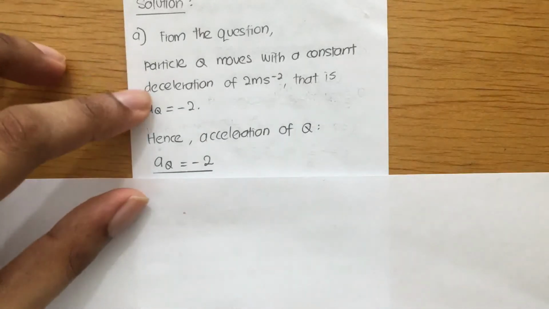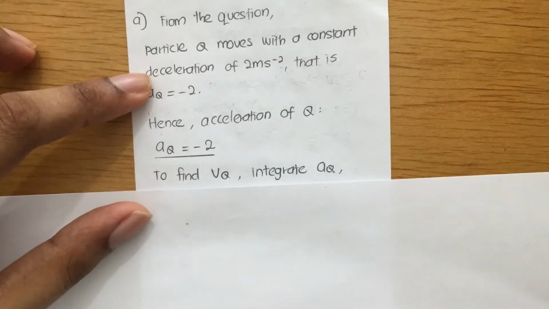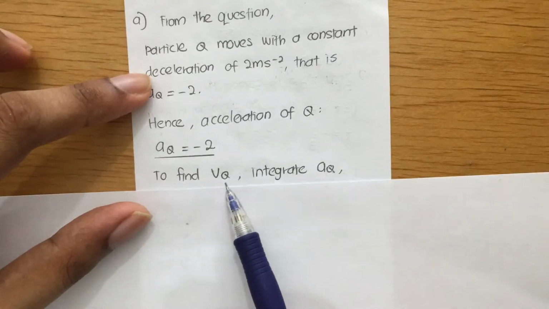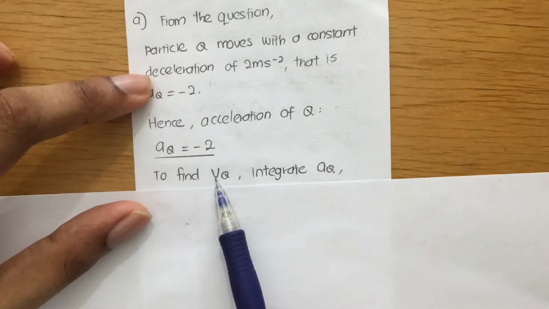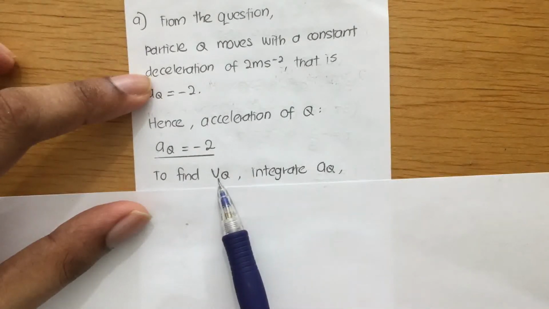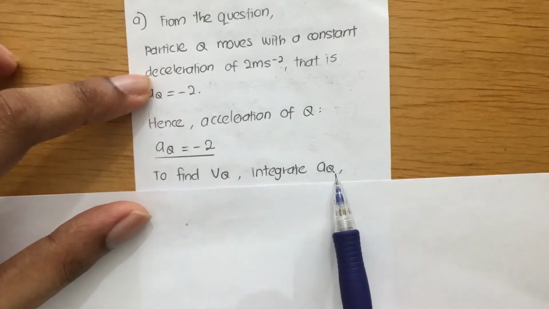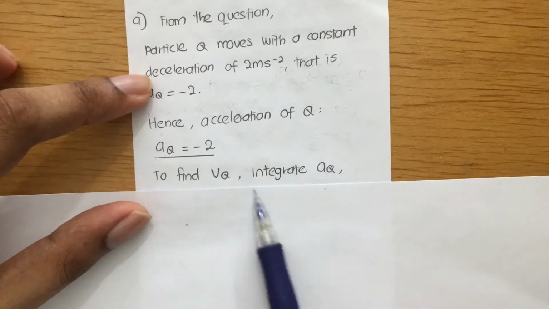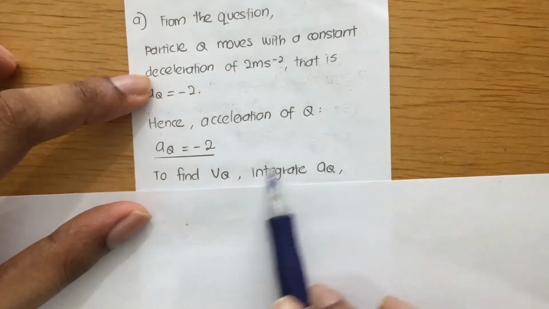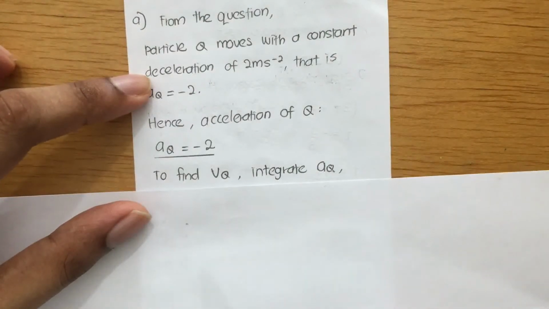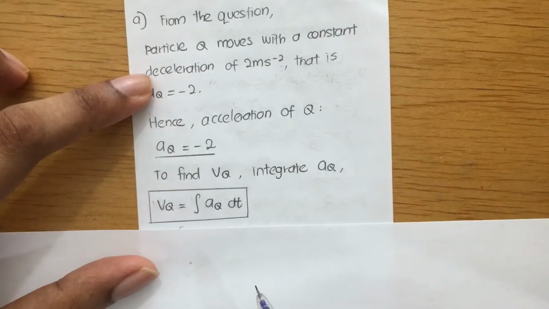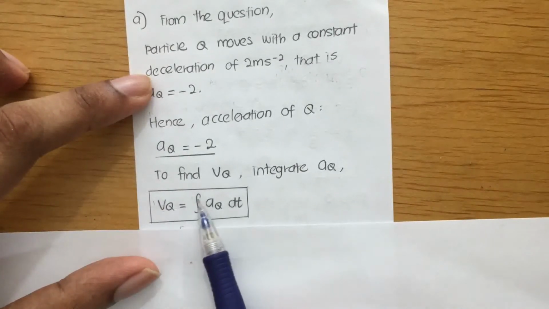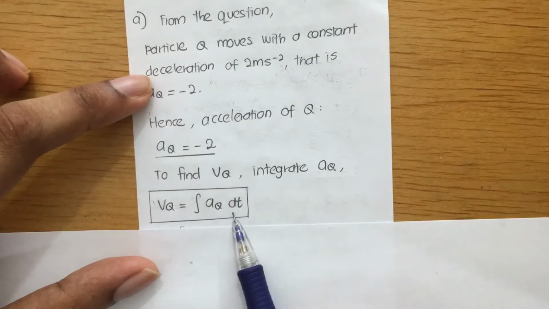Okay, so continue. To find VQ, which means the velocity of Q, you integrate the acceleration. Okay, the relation between the velocity and acceleration: to get acceleration, you differentiate velocity. To get the velocity, you integrate the acceleration. You integrate acceleration, you immediately get back velocity. Okay, let us continue. So this is the relationship, guys. I've mentioned VQ equals the integration of AQ with respect to dt.